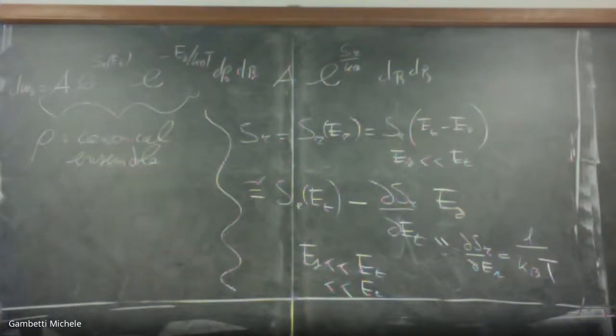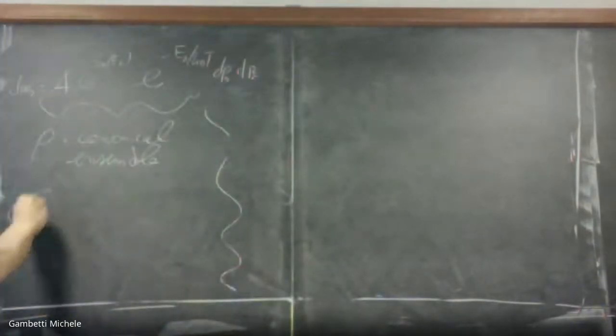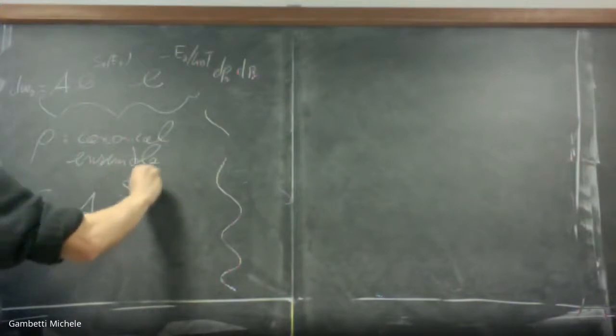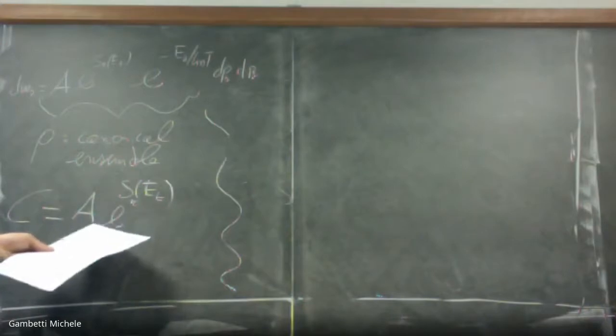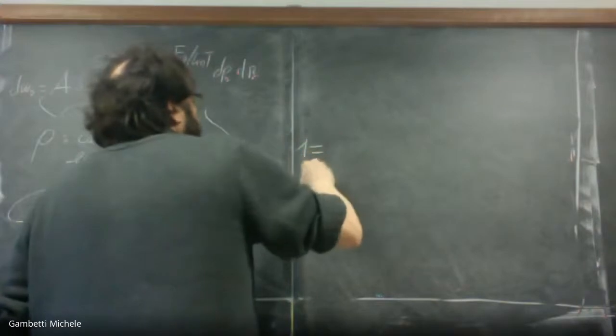Okay? So you see that this rho, now this time, is a function of ES and can be normalized. So let's do the normalization first. So if I impose, let me call C equal to A times e to the S of R of t. So this is a constant. And let me impose a normalization condition.